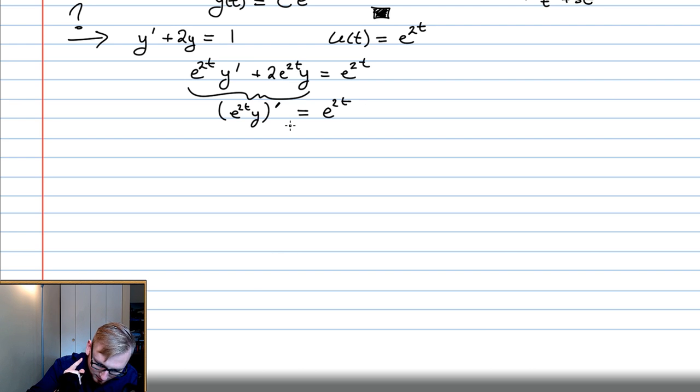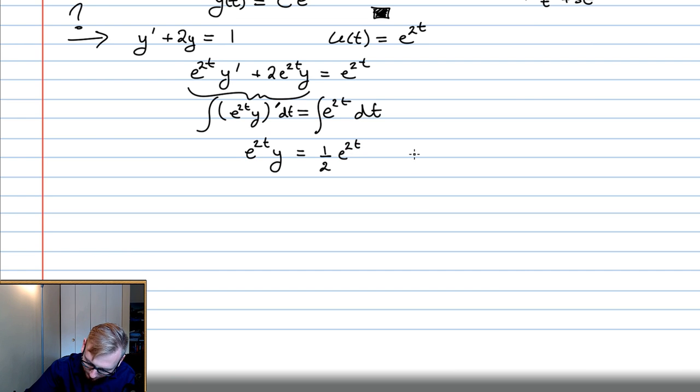So let's integrate both sides with respect to t, obviously. And the integral on this is just going to cancel out the prime. So we've got e to the 2t y. And the integral of e to the 2t is just 1 over 2 e to the 2t, plus some random constant.